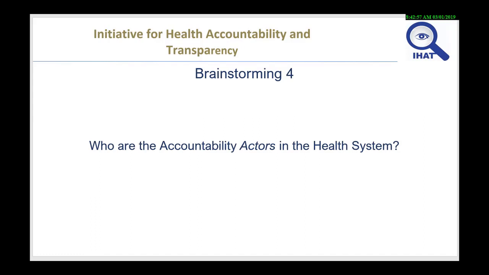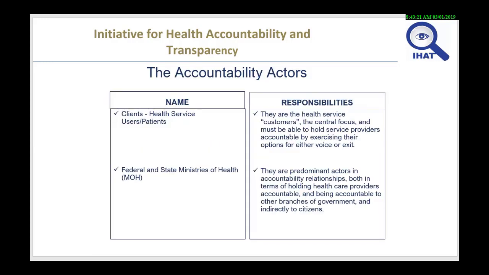Now, the fourth brainstorming exercise. What are the accountability actors in the health system? By this we mean, who are the players in the accountability landscape? If you do detailed categorization of the actors, you will find the first group certainly will be the health service users, patients, or the clients. And these are the customers, the health consumers, and they are the central focus. And they must be able to hold service providers accountable by exercising their rights and the options for either voice or exit, particularly with respect to prepayment, provider payment systems.